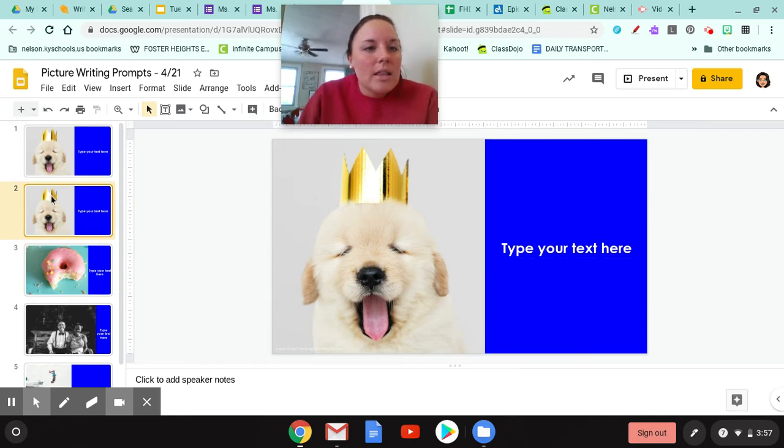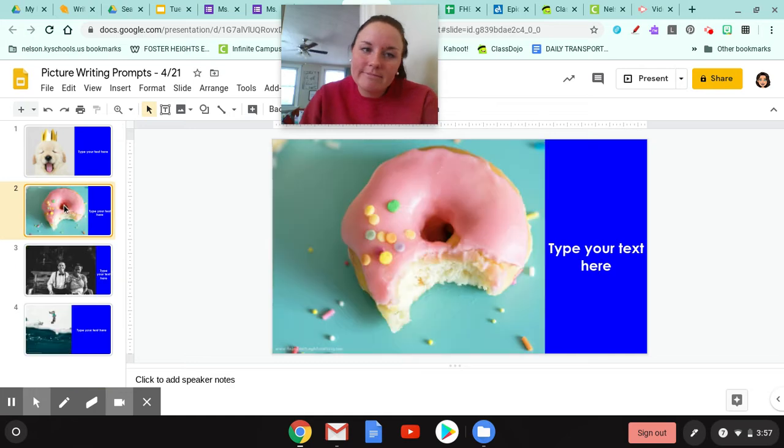The next picture is a donut that has a bite taken out of it. Maybe the story could be that it was your special donut and someone gave it to you, and then someone snuck in the middle of the night and took a bite out of it and now you're mad, or something like that. You can just create your own story or paragraph based on the donut with the bite taken out of it.